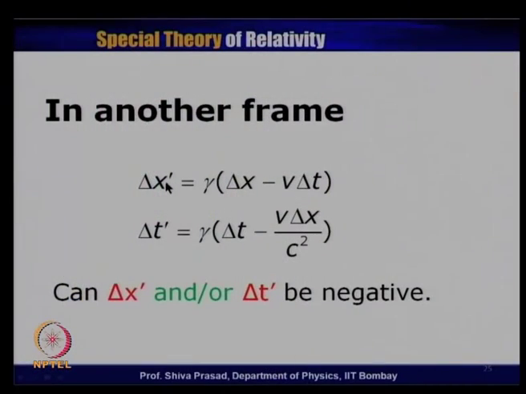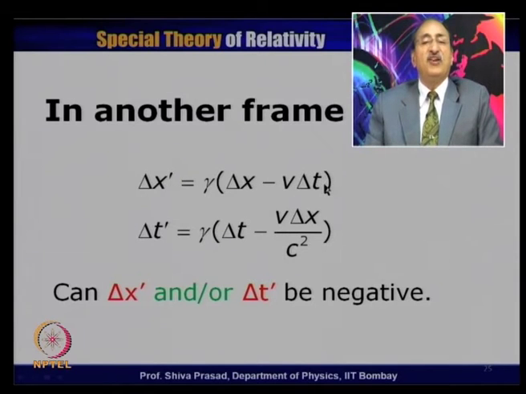This is given by the Lorentz transformation: delta x prime is equal to gamma times (delta x minus v delta t). Similarly, delta t prime is equal to gamma times (delta t minus v delta x divided by c square). It's exactly the same as the Lorentz transformation. I repeat the question: can delta x prime and or delta t prime be negative?